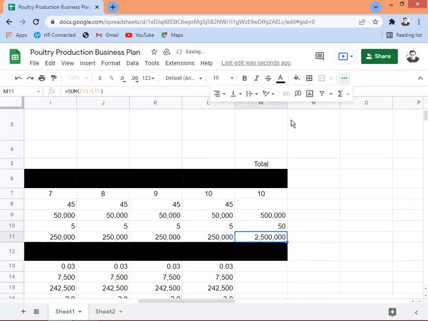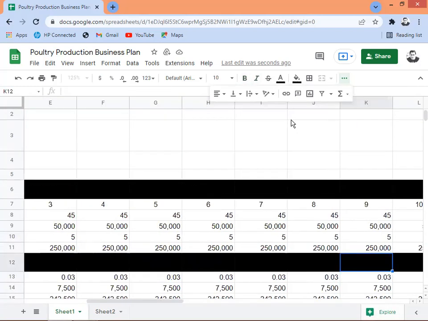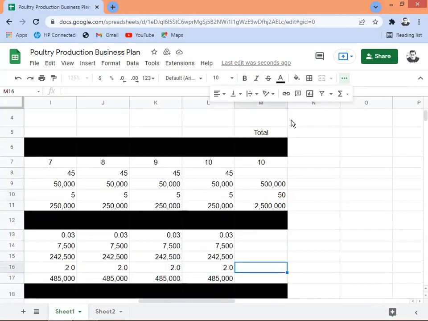So we said in the beginning that we're going to grow 2.5 million as our target. So 2.5 million, that's okay. That's good, right? So 3% mortality, no need to total that, but this one we can actually do it.